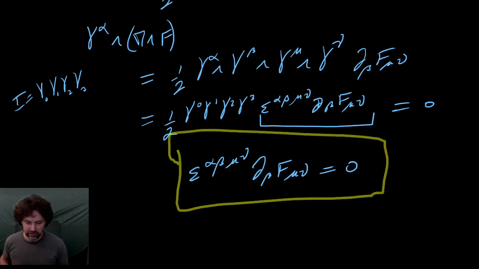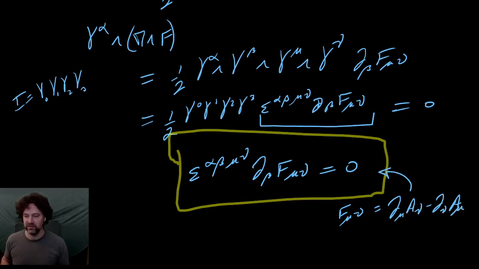And should you go and plug in F mu nu, if you write F mu nu as d mu A nu minus d nu A mu, you plug that into here, you'll see that it's automatically equal to 0, regardless of anything else. This is a statement of 0 equals 0, but it is 0 equals 0 with the specific representation. So if you formulate one of the portions of Maxwell's equations in this form, it does imply that you have to have an antisymmetric representation for F mu nu. And you could go and show that as an exercise.